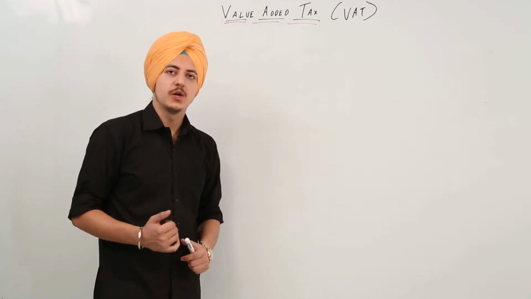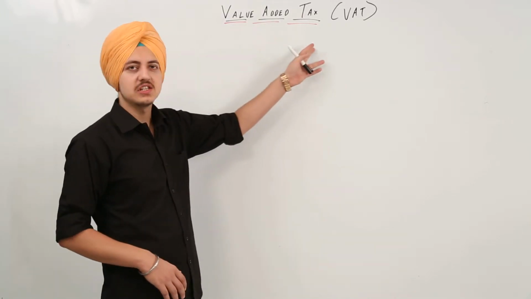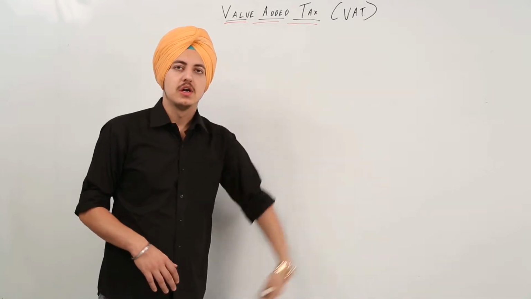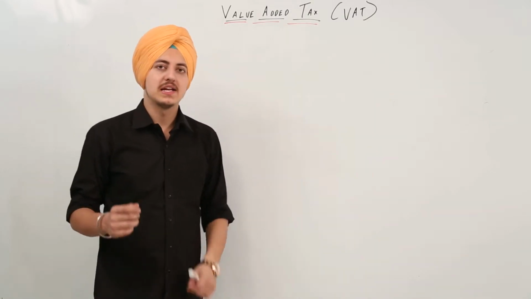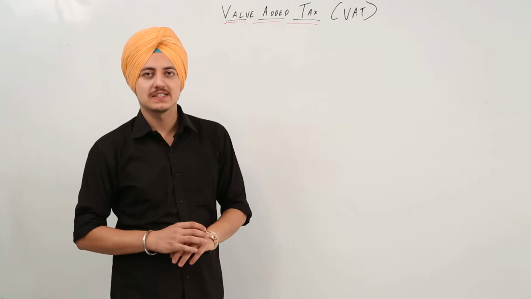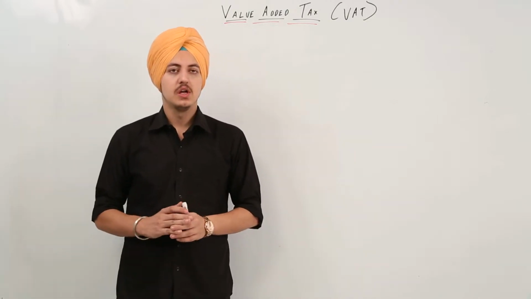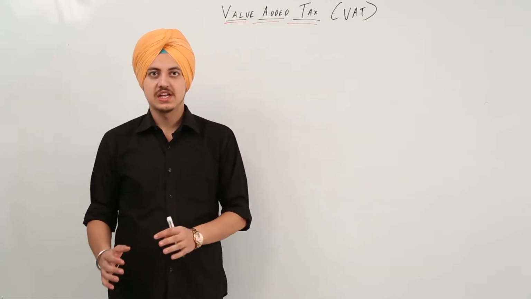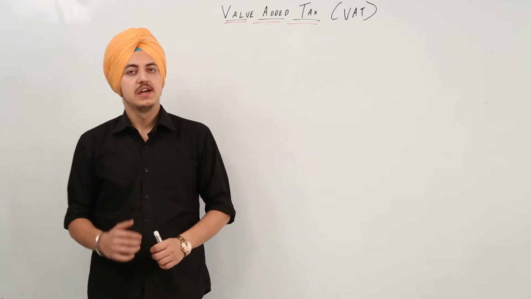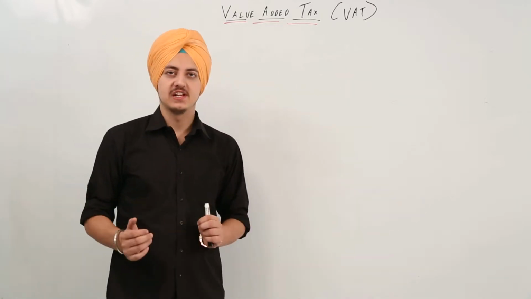Now the next thing we have is value added tax, that is commonly known as VAT. Now what is VAT? VAT is another form of sales tax collected by a state government. It is not in addition to the sales tax, it is not a different type of tax, it is just another form of sales tax.